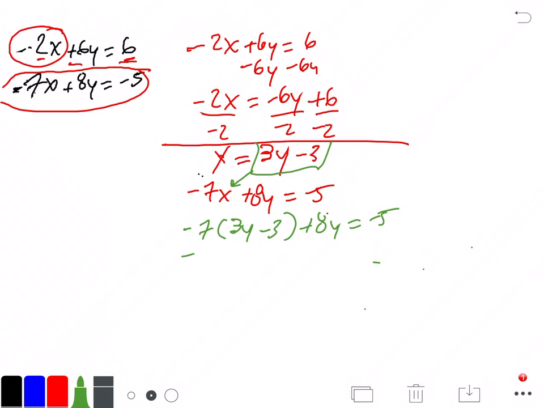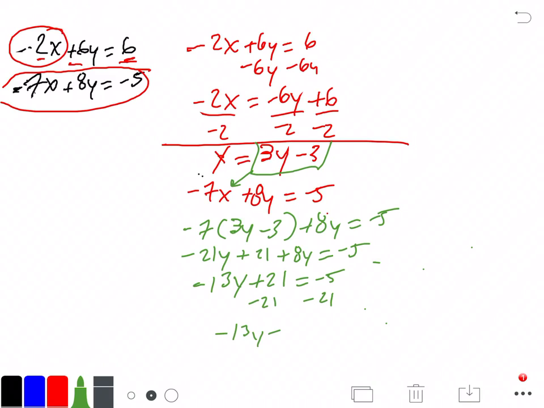Start distributing the -7. -7 times 3y is -21y. -7 times -3 is +21. Carry down the plus 8y, and it equals -5. Combine like terms, -21y plus 8y is -13y plus 21 equals -5. Now we're at the point where we're doing a two-step equation. -13y equals -26. Divide each side by -13, and you'll get y equals +2.